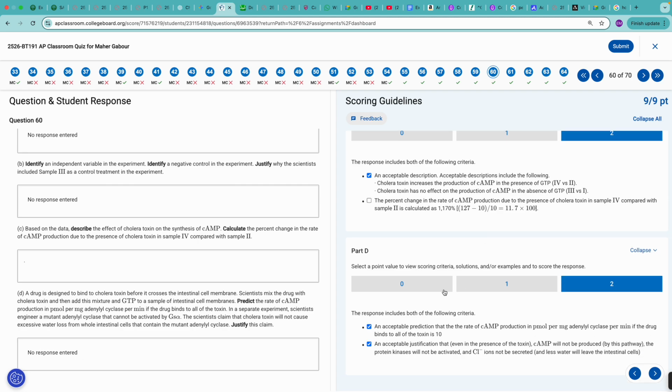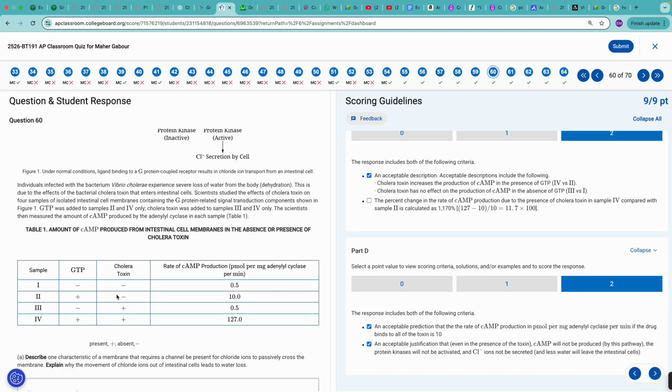They said in the marking scheme an acceptable prediction for the rate of cyclic AMP production in pmole per milligram cyclase per minute, if the drug binds to all the toxin, is 10. Why? Go up. See here, GTP is there. GTP is there.